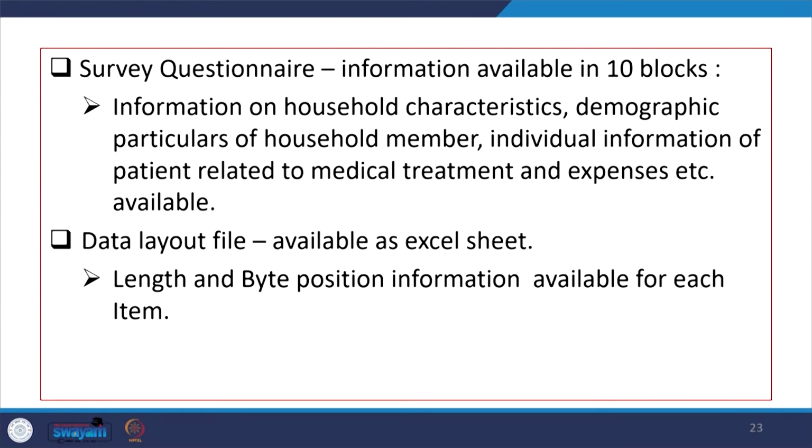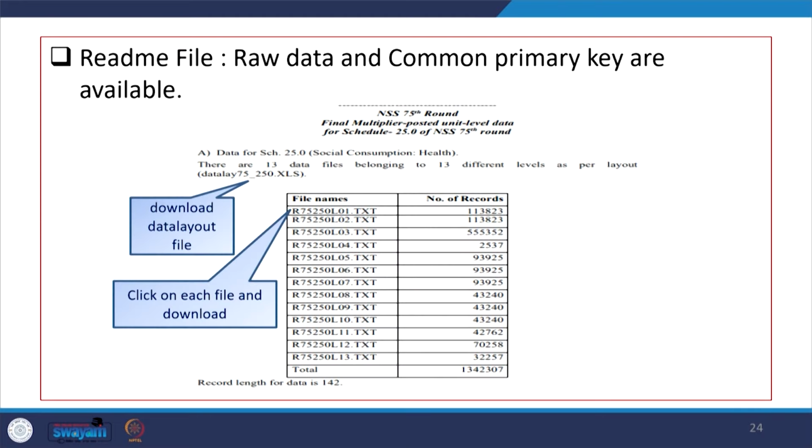Data layouts are available in an Excel sheet. This gives information about length and byte position of the particular variable or the information which is required for the research work. Okay. The raw data and common primary key are available here.